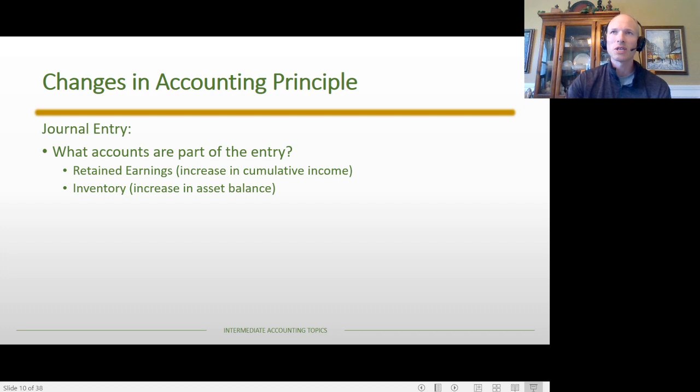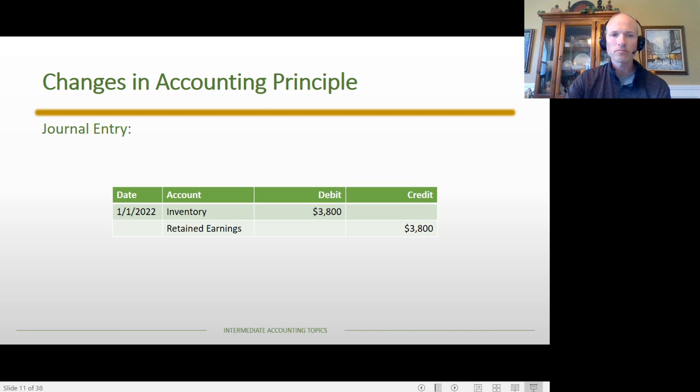The most common mistake that I see from students whenever they're doing the journal entry is they want to think about temporary accounts. They want to think about cost of goods sold for this kind of example, but understand that account has been closed. So you've got to be thinking about the permanent accounts. All right, so with this journal entry, of course, there's an increase to our cumulative income, which means we need to increase our retained earnings. And of course, there's also then the increase to inventory in the same amount, $3,800.